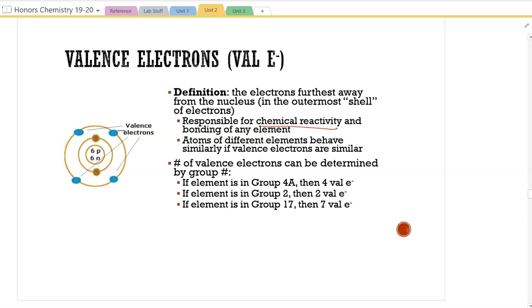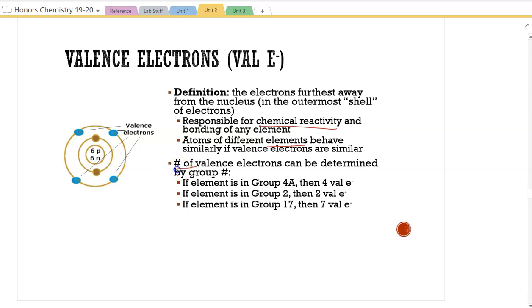Elements will have very particular ways that they bond. It's because their atoms have a certain number of valence electrons. Atoms are different elements, so you have different kinds of elements, but if they have similar valence electrons, that means they're also going to behave similarly. So a little bit of information here that'd be nice to know.